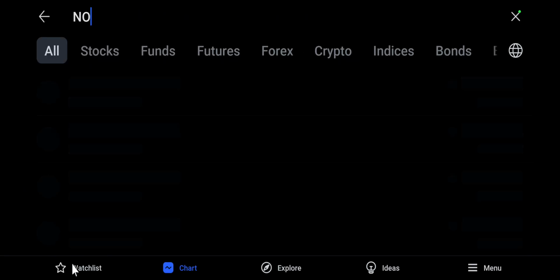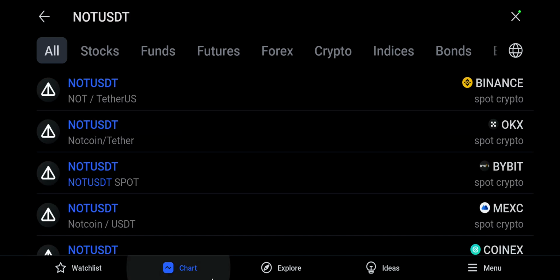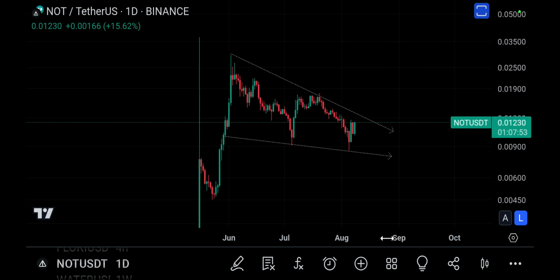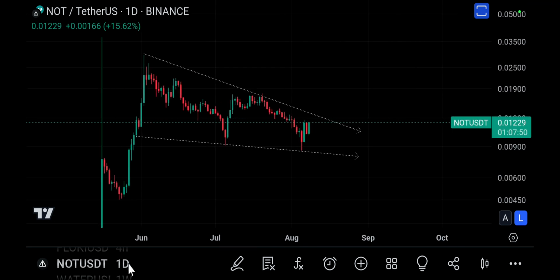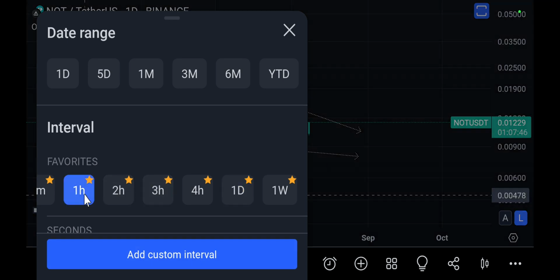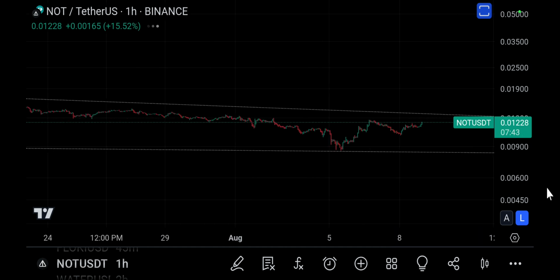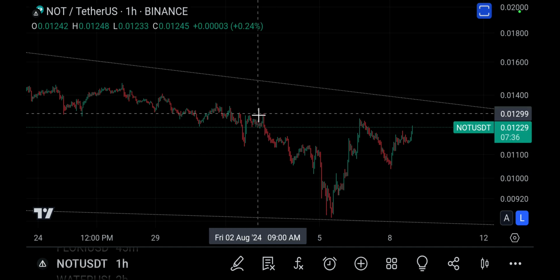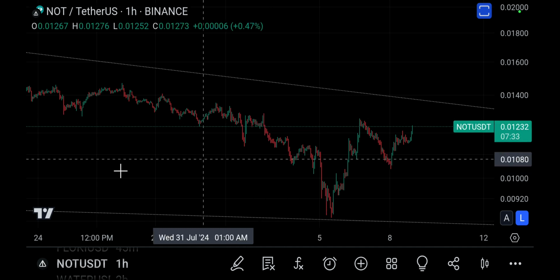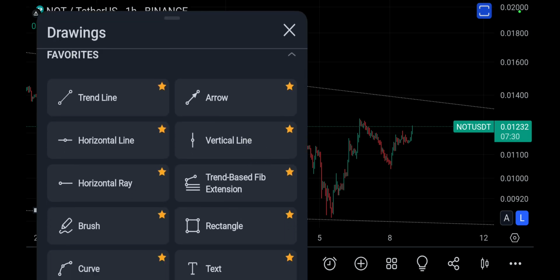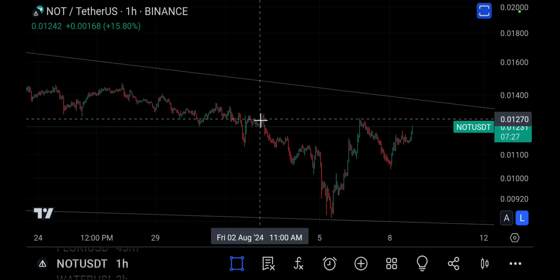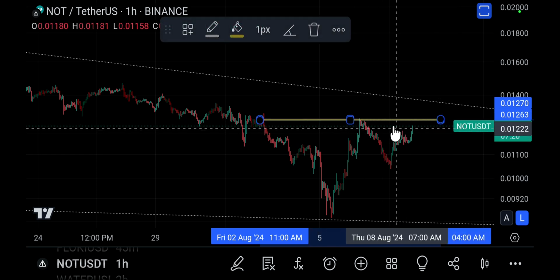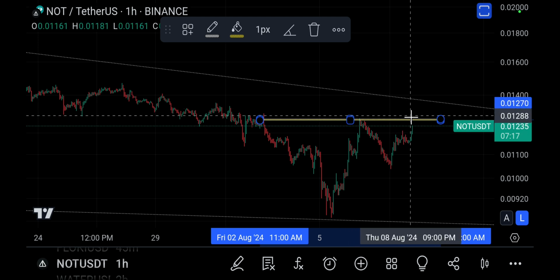So what about Notcoin? I think I have a chart on this, and it's a falling wedge. So what is it about this falling wedge? Let's start from the lower time frame here. On the 1 hour, this is a cup and handle. Price needs to get to this level first, the horizontal resistance here.